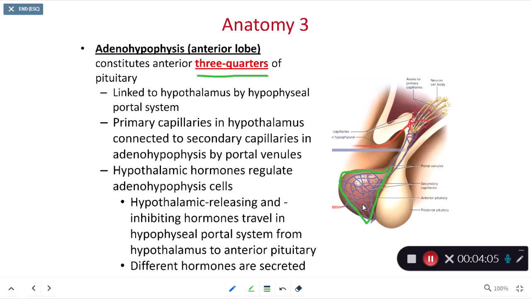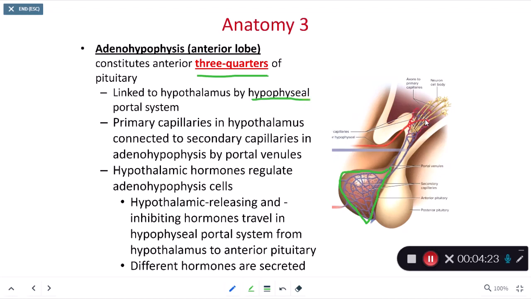So when you're in lab and you're trying to distinguish on the slide whether this is an anterior or a posterior pituitary gland, look at the coloration. Anterior pituitary gland is more pigmented than the posterior pituitary gland. To get the anterior pituitary linked to the hypothalamus, we have the hypophyseal portal system.